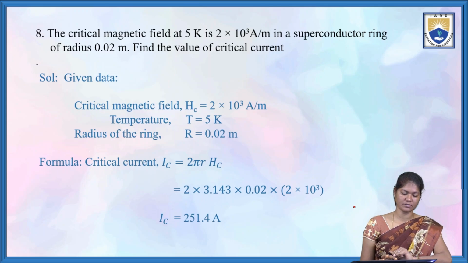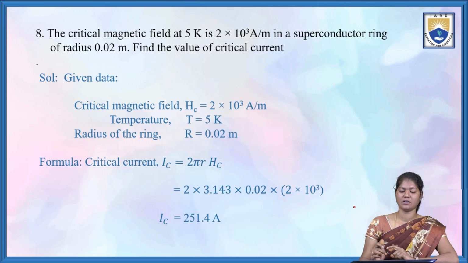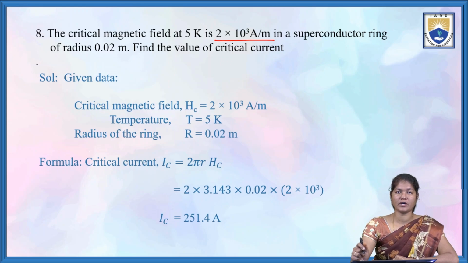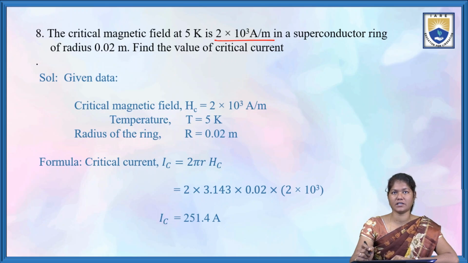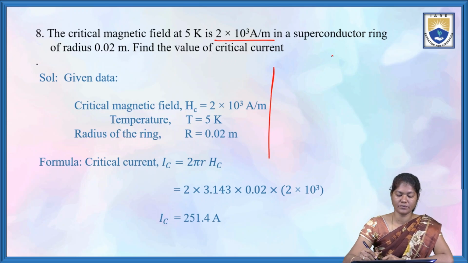Next problem. The critical magnetic field at 5 degree Kelvin is 2 into 10 power 3 ampere per meter in a superconductor ring of radius 0.02 meters. Find the value of critical current. This also comes under the applying level of Bloom's taxonomy. So the data given in the problem: critical magnetic field.